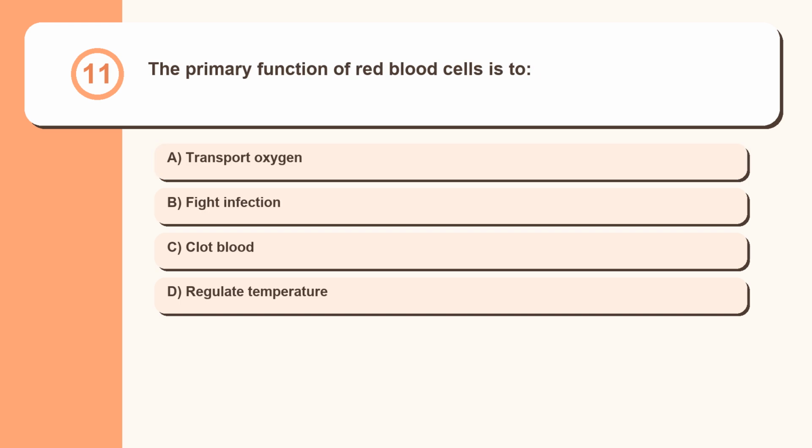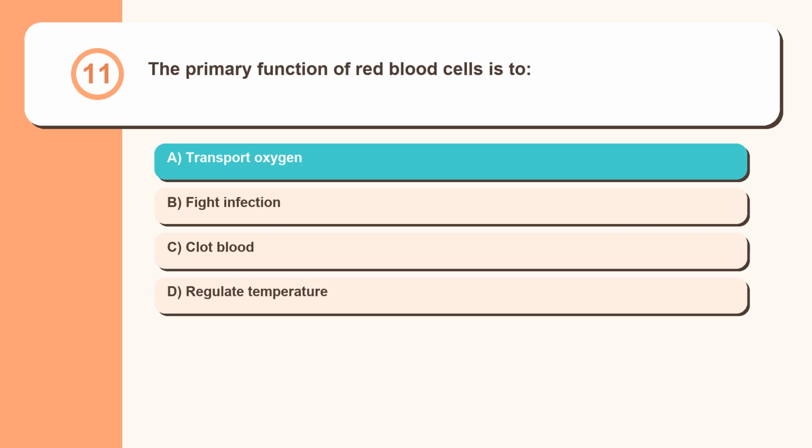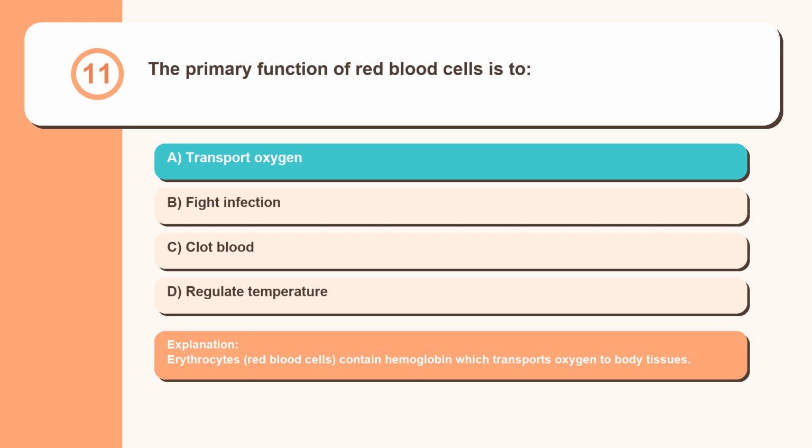Question 11. The primary function of red blood cells is to transport oxygen, fight infection, clot blood, regulate temperature. Erythrocytes, red blood cells, contain hemoglobin which transports oxygen to body tissues.